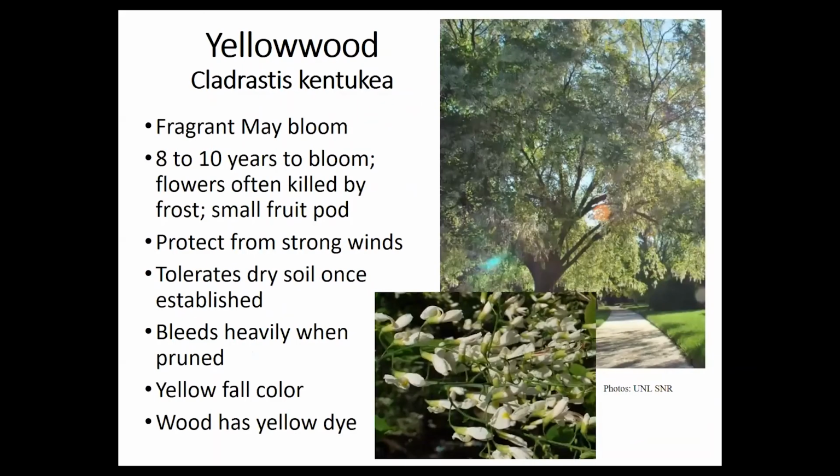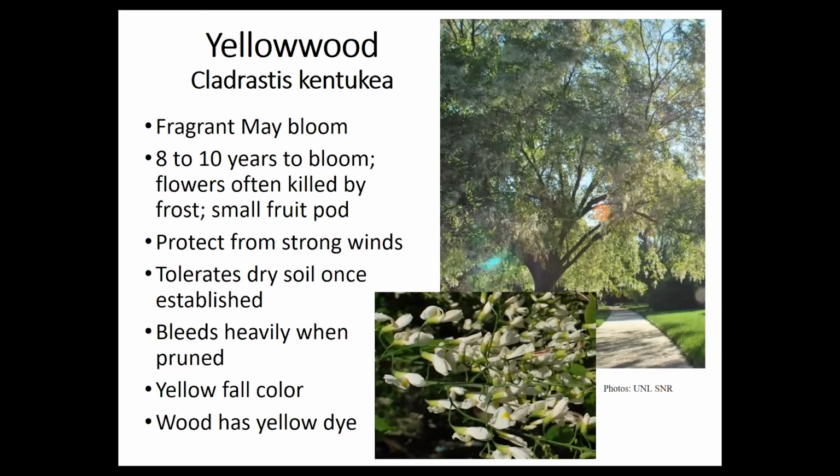Okay, this is a little different tree. This is another one that I decided to plant last year, so I'm curious to see how it grows because we don't have a lot of them around. But Yellowwood has a fragrant May bloom. You can see it is a legume, so it does have those pea-shaped blossoms. But it can take about 8 to 10 years before the tree will bloom.